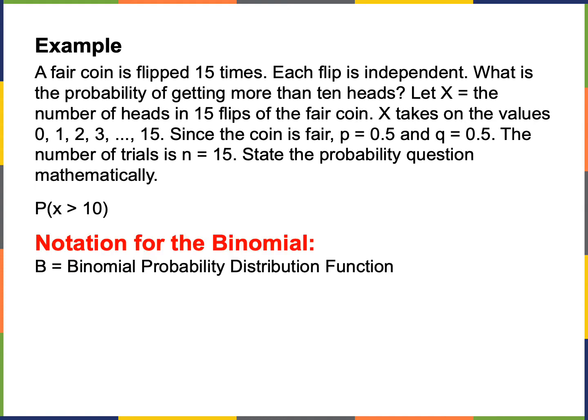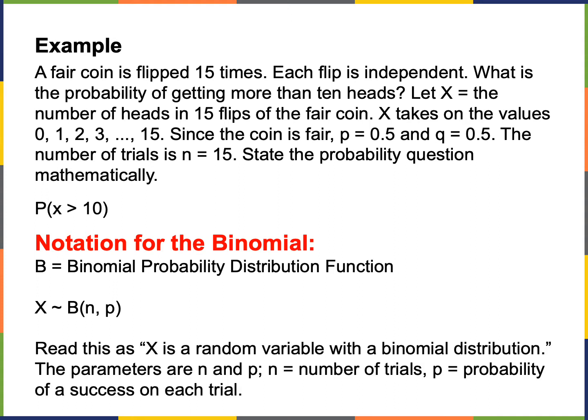So notation. B is a binomial probability distribution function. It's usually written in this way. It's a binomial distribution, right? With x a random variable with the binomial distribution, and then the parameters are n and p, where n is the number of trials, and p is the probability of a success on each trial.